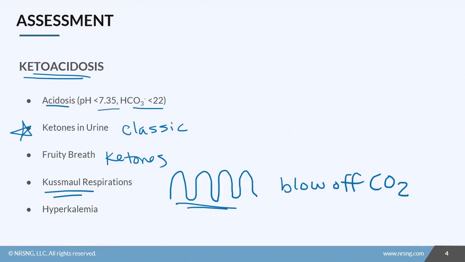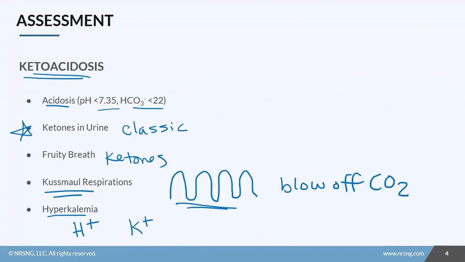And then finally, we're going to see hyperkalemia. This is a result of acidosis, and it's another one of the body's attempts to balance out those electrical charges. So acidosis involves hydrogen ions, right? They're a positive. Potassium ions are also a positive.